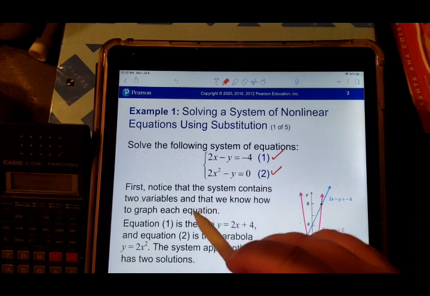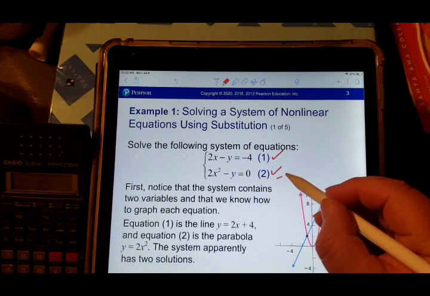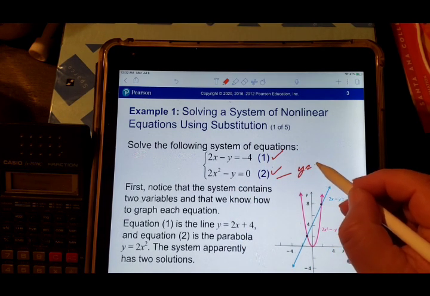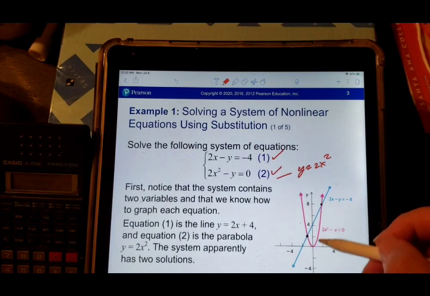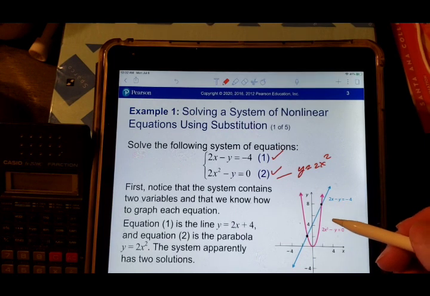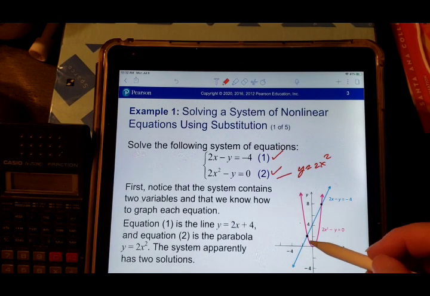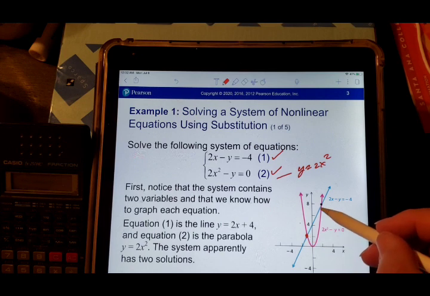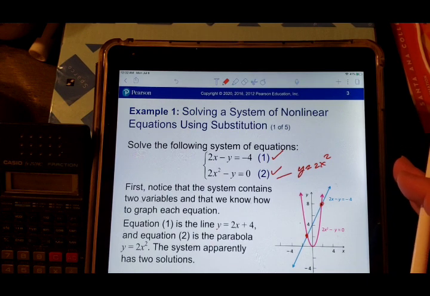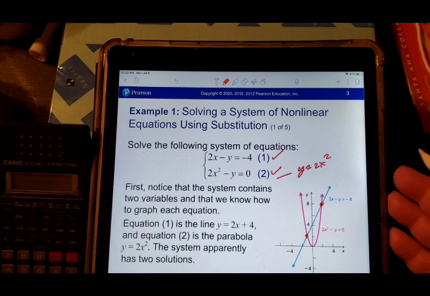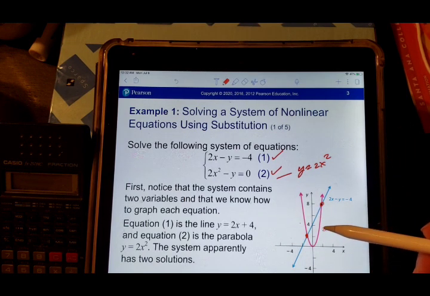Now, how do we know it's a parabola? Well, from an earlier chapter we know, but you could just rewrite this as y equals 2x squared and know the graph of that. Now, knowing the graph of it and graphing it well enough to actually identify where these two intersect, that would require a very accurate graph if you were just to get out a piece of graph paper and graph this.